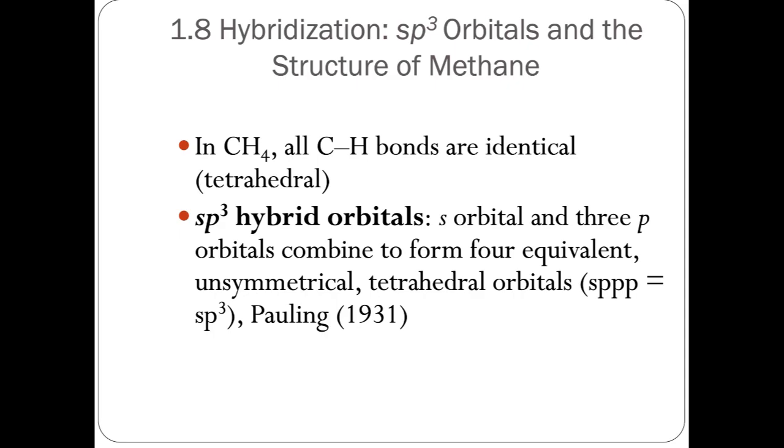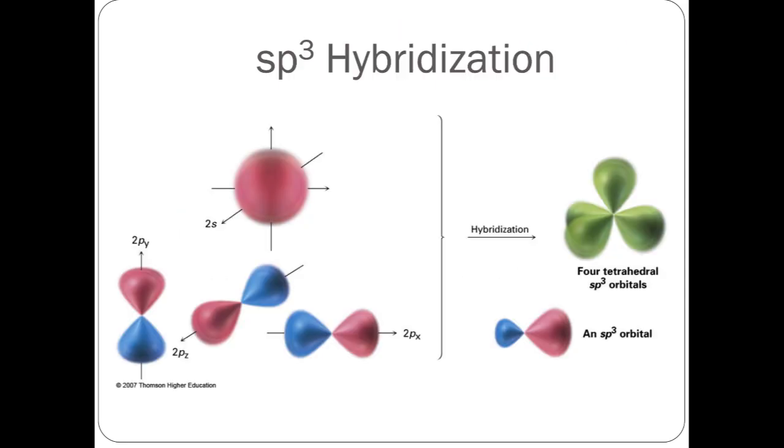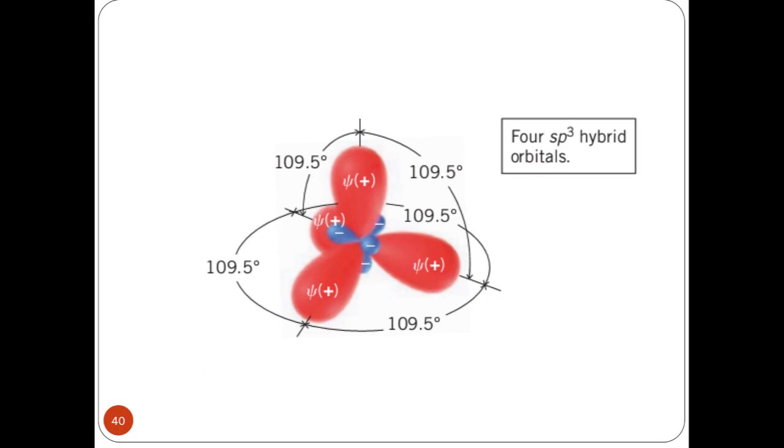In CH4, all C-H bonds are identical. One 2s orbital and three 2p orbitals combine to form 4 equivalent, unsymmetrical, tetrahedral sp3 hybrid orbitals. They have the same shape and energy, they repel each other equally, and give sp3 hybridized carbon in CH4 its highly symmetrical tetrahedral shape. The 4 sp3 orbitals around the C atom point toward the vertices of a regular tetrahedron, and the ideal bond angles are 109.5 degrees.